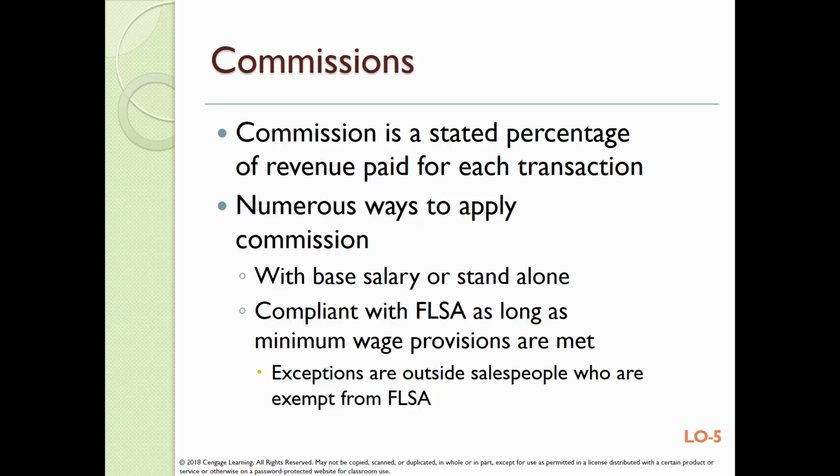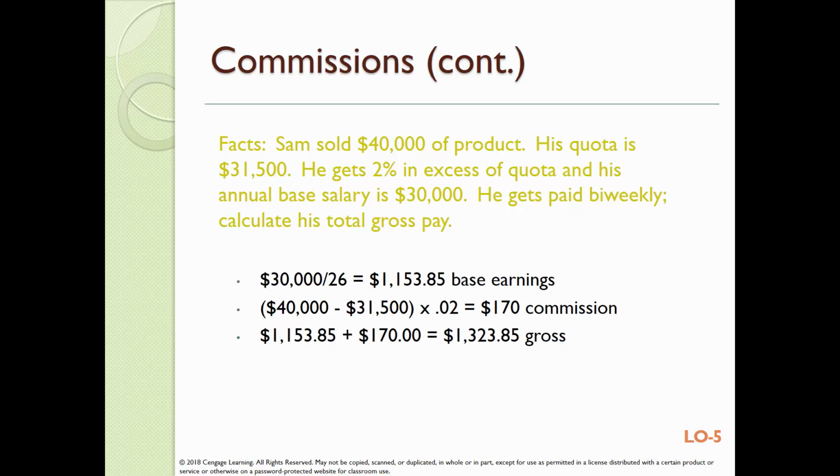Now commissions, again, you can do it any way you want. You can pay straight commission to people if you want. You can pay base salary plus a commission. You can really design your payment plan any way you want, as long as minimum wage is met. So let's take a look at this one, 40,000, 31.5.